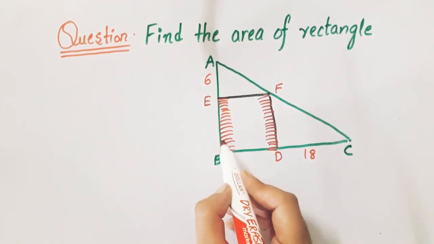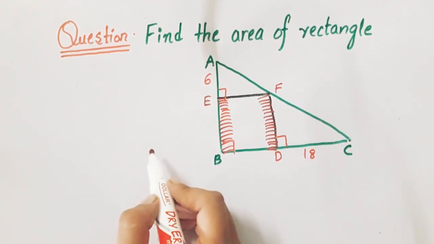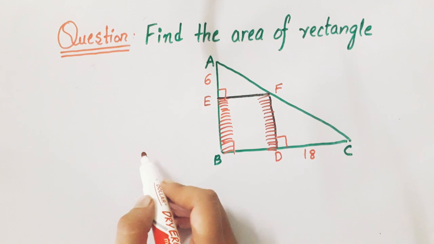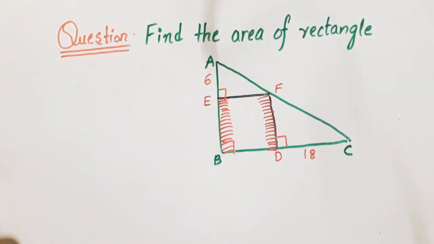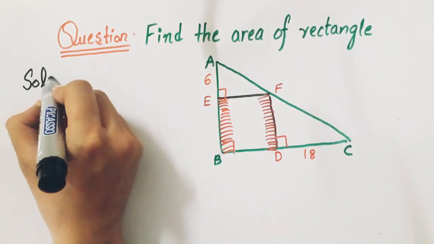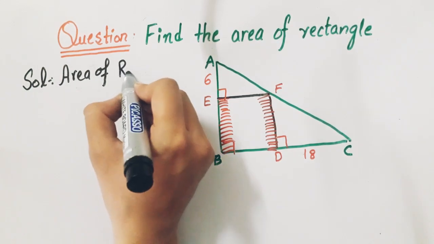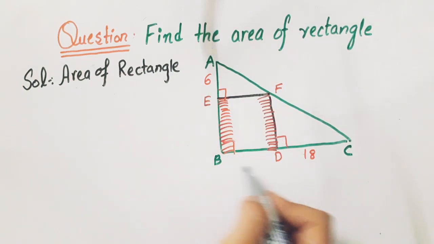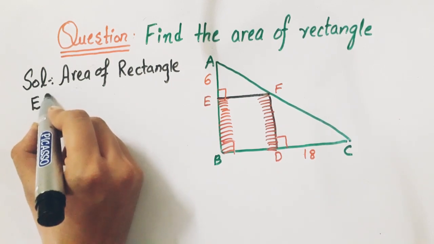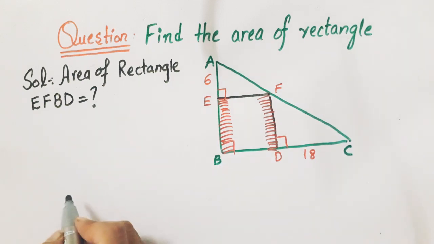And here this is also a right angle triangle. This is also a right angle triangle. Now we have to find the area of this. It means we will write the solution as: area of rectangle EFBD equal to what? You have to find this area.